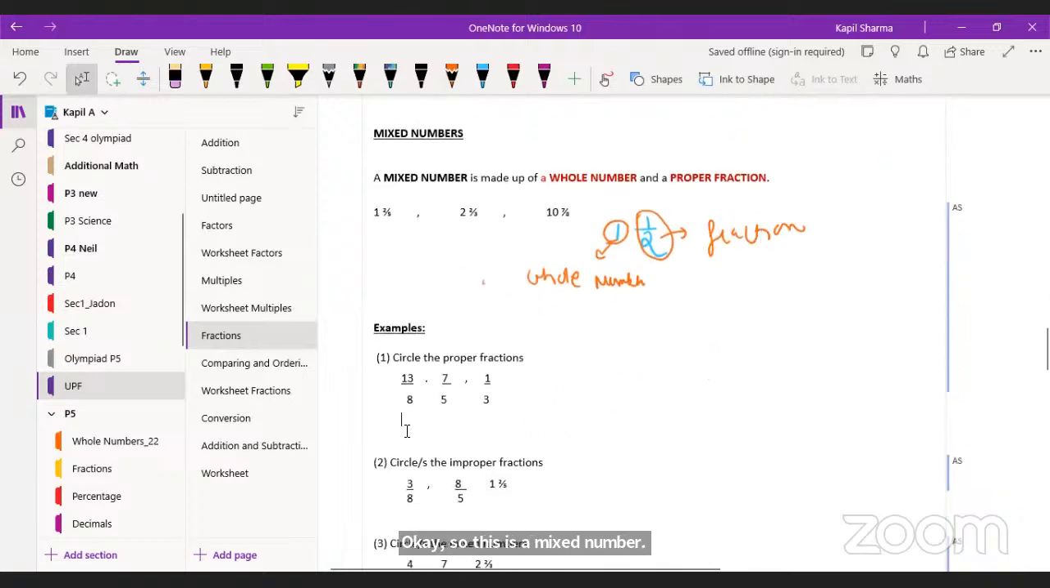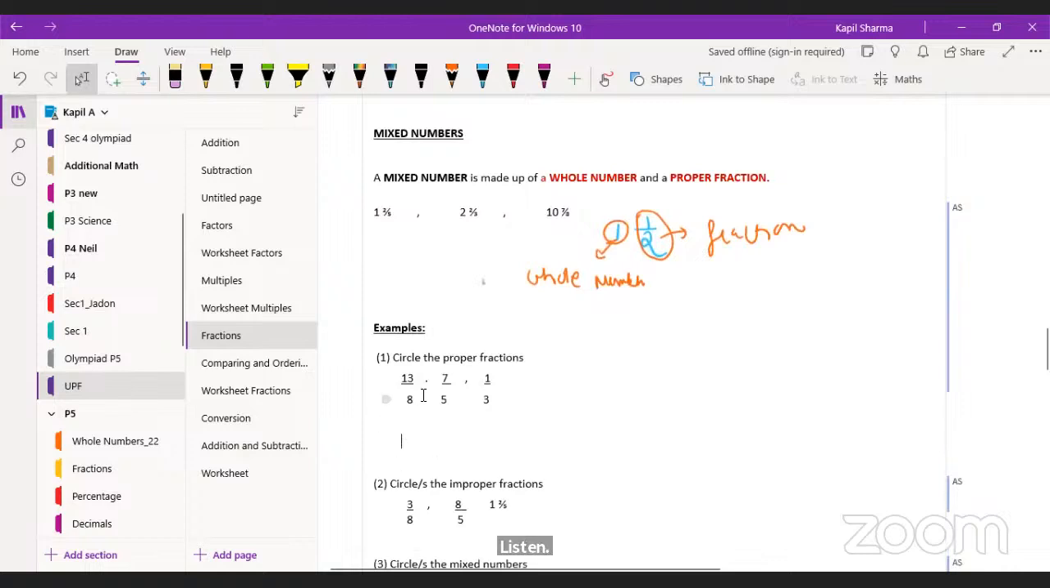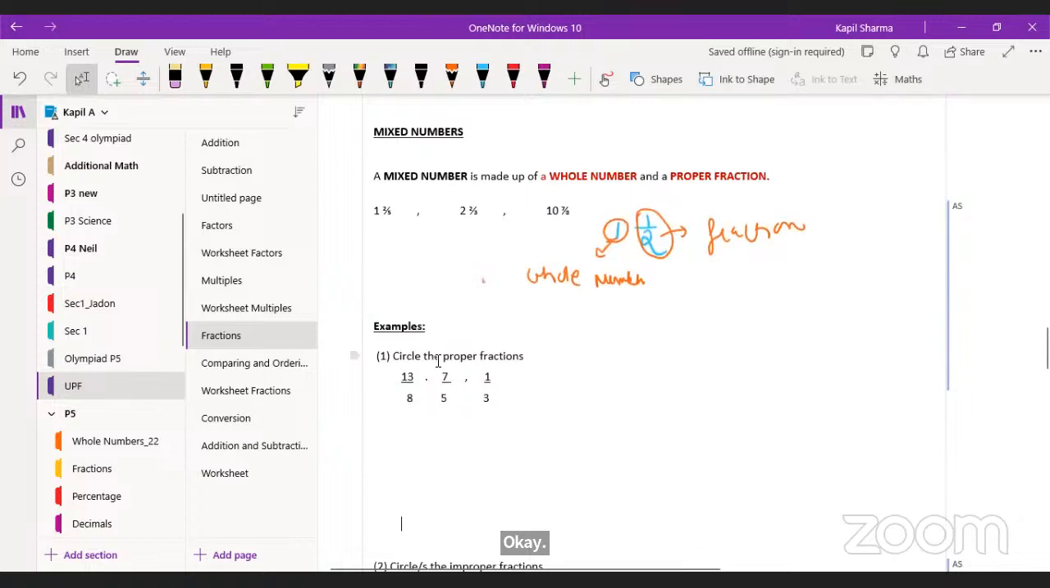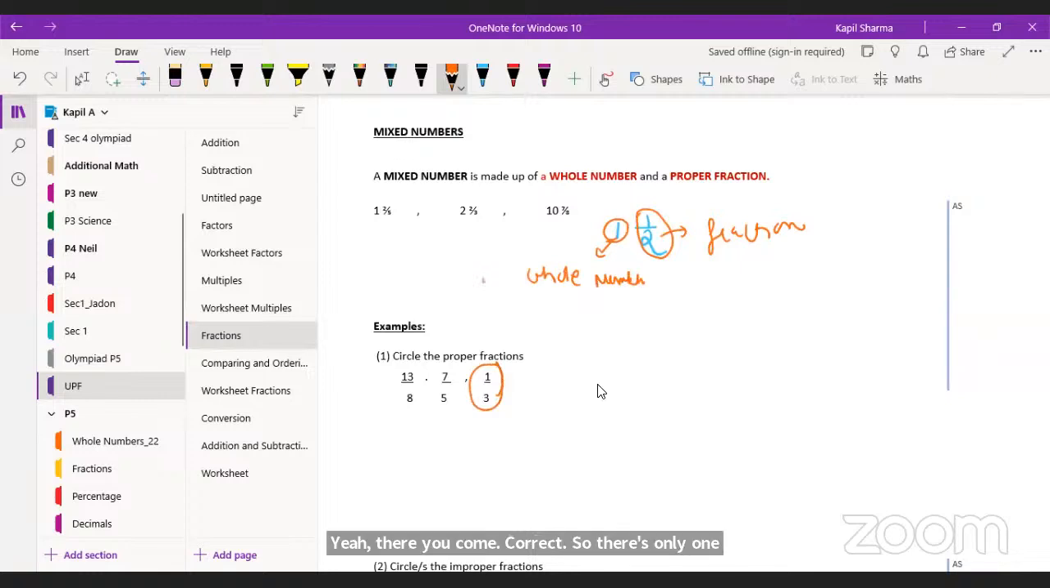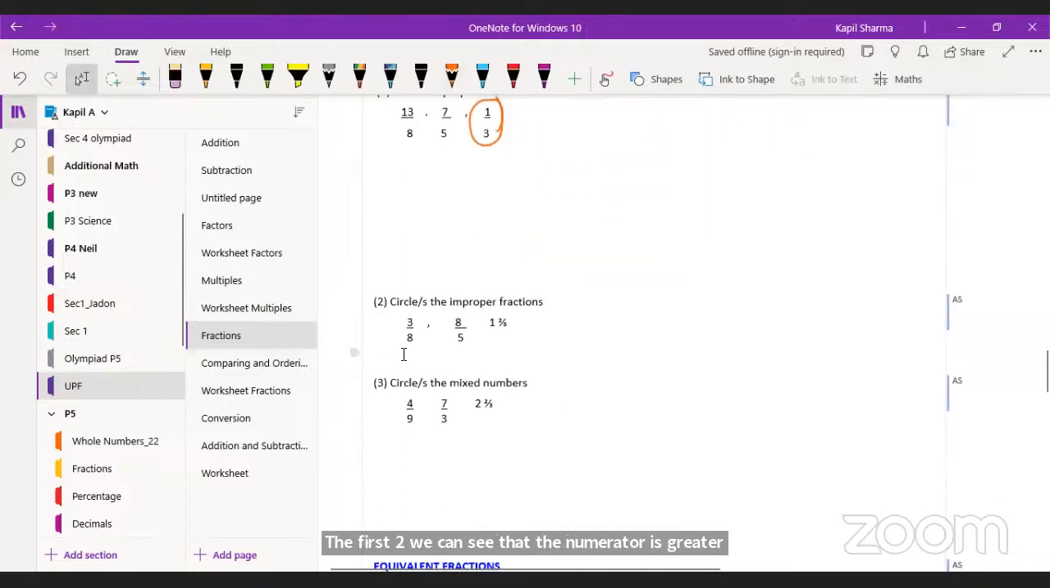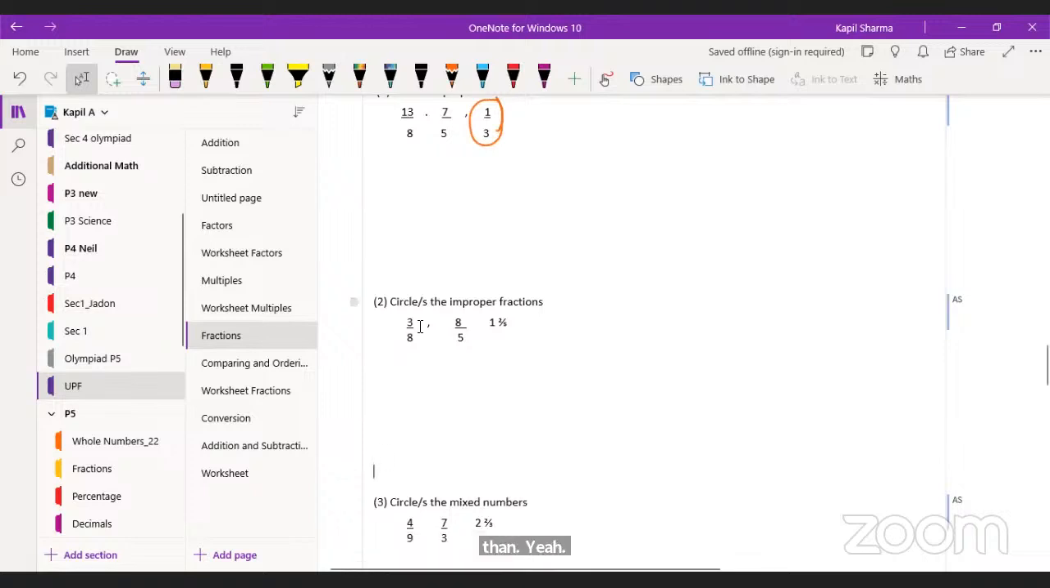So let's do a simple exercise. Look at these fractions, guys, and answer. Proper fractions out of these three. Yeah, Devika, correct. So there's only one proper fraction here, right? 1 over 3. The first two, we can see that the numerator is greater than the denominator. Second one, improper fraction.